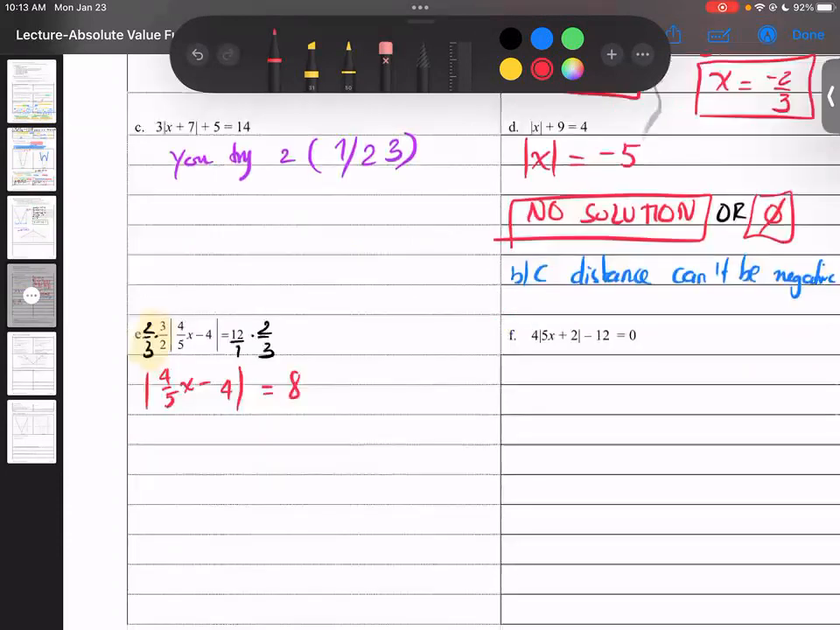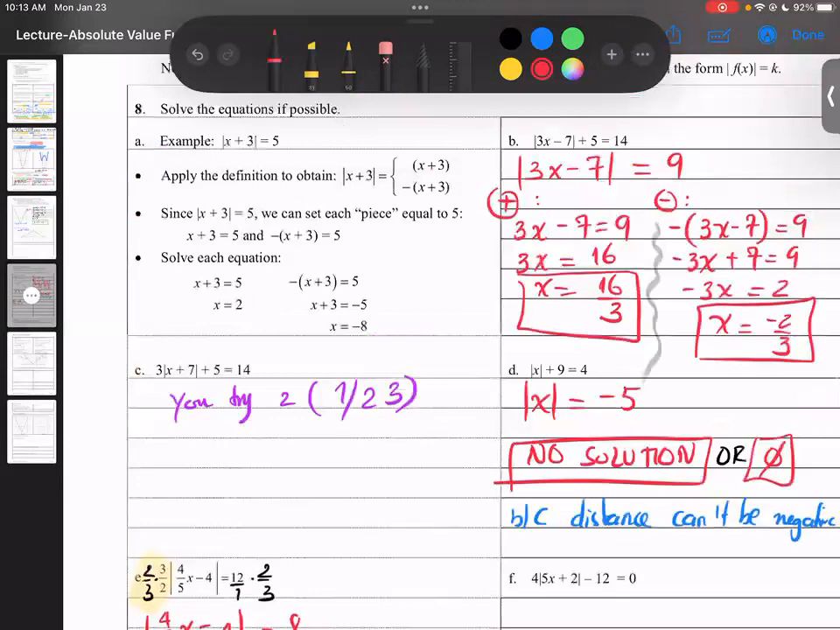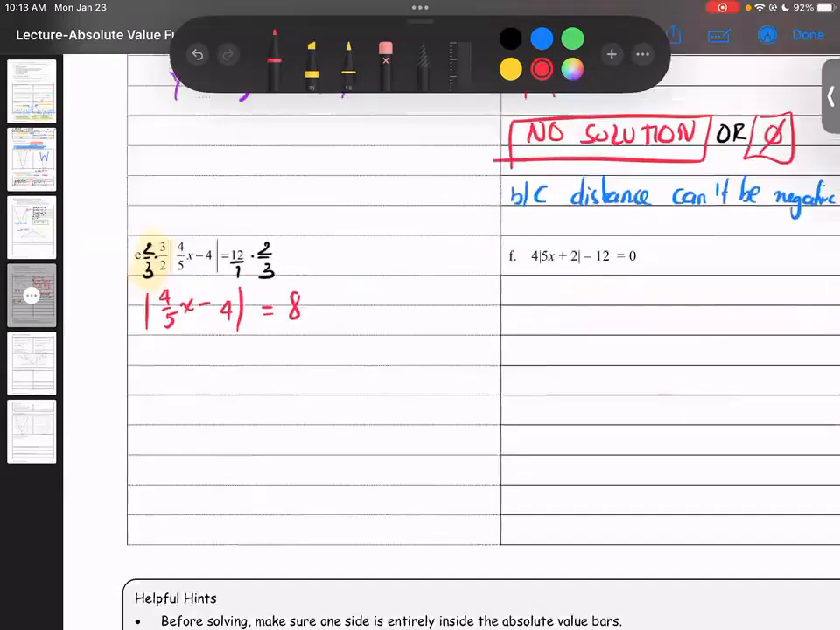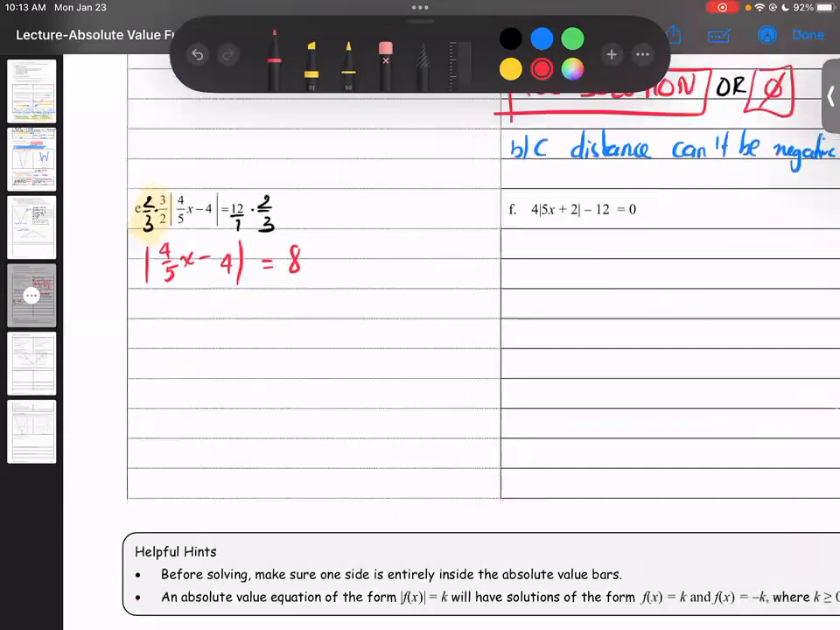What do I do next? Yeah, split it, right? Positive case, negative case, always. Once you isolate the absolute value, that's your thing, right? And it's true for inequality too, right? 4/5 x minus 4. I don't like the way it is in the textbook. It's kind of difficult to understand.